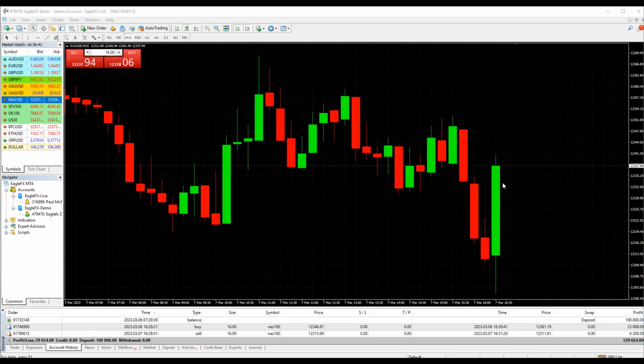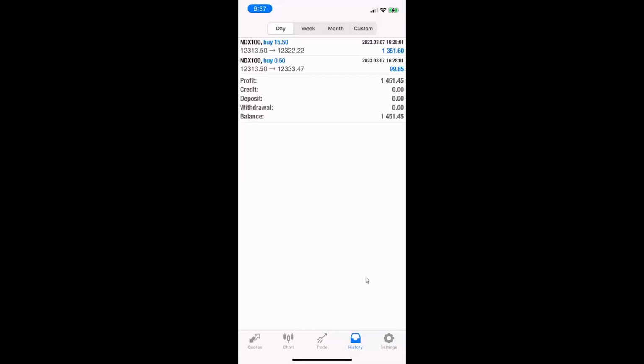Let me show the results of that real quickly here. Give me 1 second. So on that buy, first partial trade, over $1,300 profit, and then almost $100 on the second trade. So we made a total of $1,451 on this. We actually profited on both trades. So that's amazing. We did good.